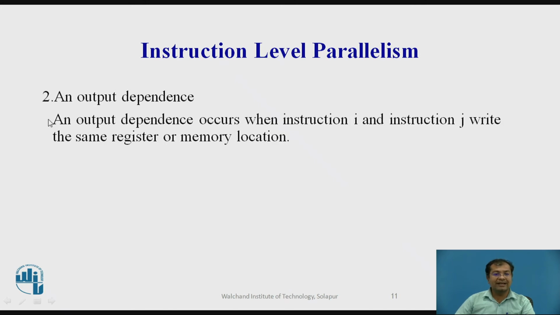The second is an output dependence. An output dependence occurs when instructions I and j both try to write data in the same register or memory location. So there is a conflict. Here also there are chances of writing wrong values.